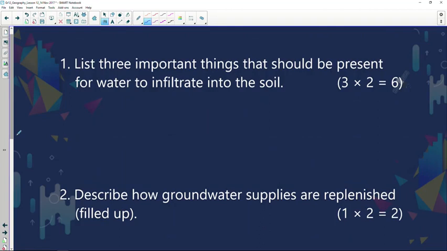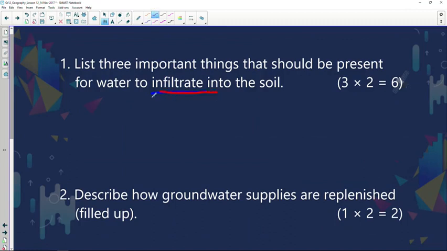Let's continue with geomorphology. The questions that follow now are the questions that we discussed, the type of runoff that we experience in rivers. Now the first question that we see over here, there are three important things that should be present for water to infiltrate in the soil. Now can you remember we looked at surface runoff and groundwater runoff. Now to experience infiltration, and that means groundwater runoff, what needs to take place? The rock needs to be permeable, to allow the water to infiltrate.